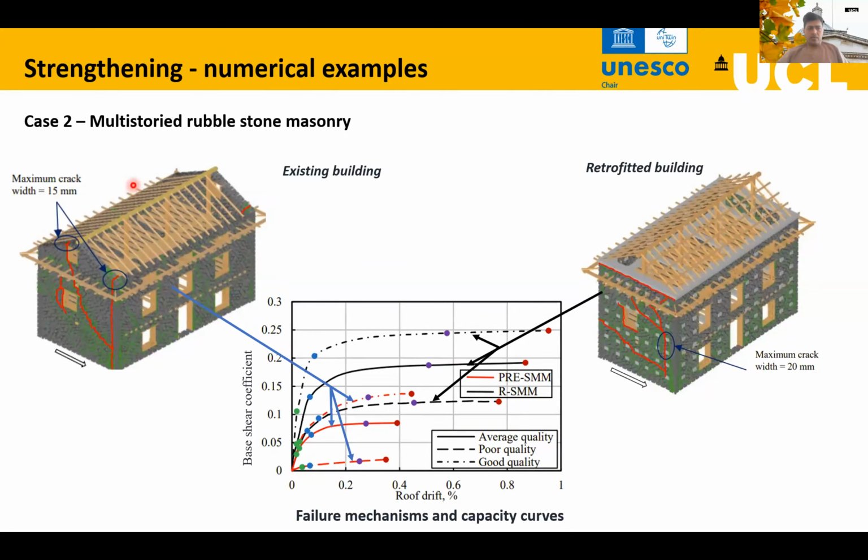If you compare the crack patterns and failure mechanisms of these two buildings, the existing and retrofitted buildings, in the existing building, as you can see, there is a complete diagonal crack developed throughout the wall length, okay? And this is an in-plane crack. In terms of out-of-plane cracks, there is complete wall separation here and here, as you can see, under seismic loading in this transversal direction, okay?